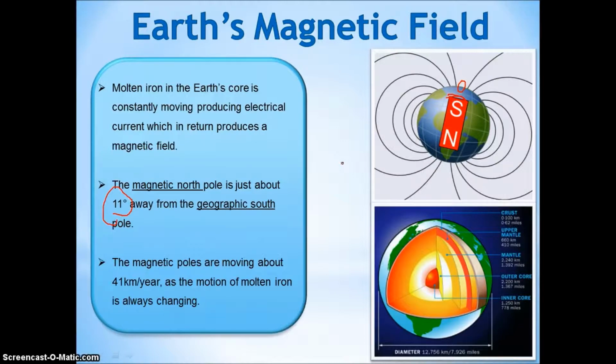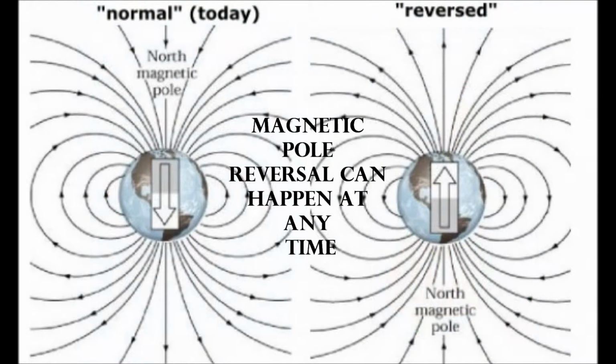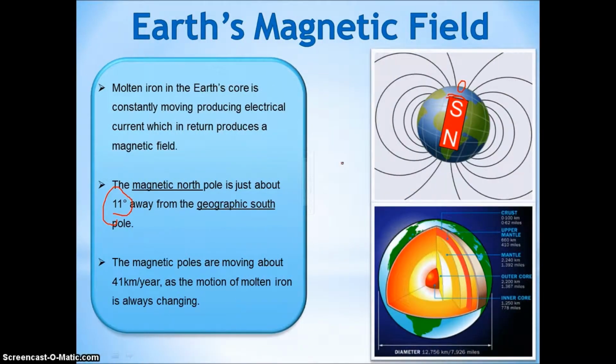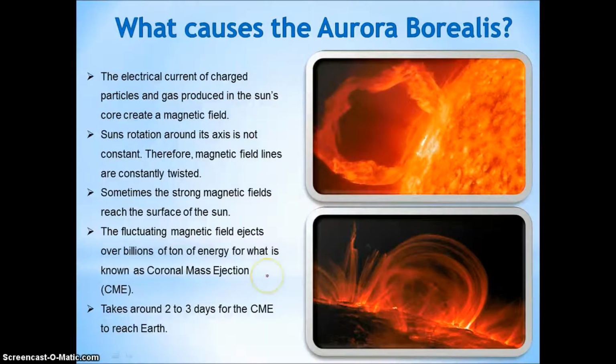Also, our magnetic field is constantly becoming weaker and weaker every day, and so this tells us that we will soon be experiencing a complete magnetic pole reversal. Right now, the poles are shifting at a rate of 41 kilometers per year. Now that we know more about Earth's magnetic field and the Aurora Borealis, I will now explain how it's formed.